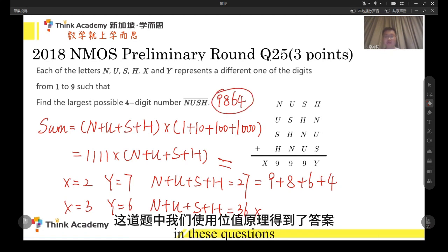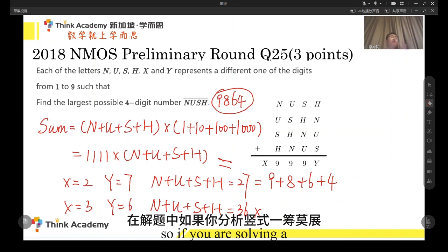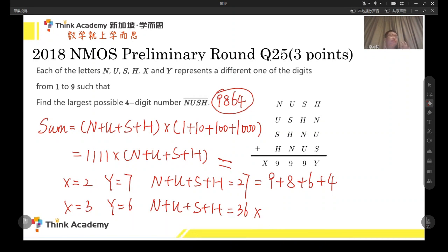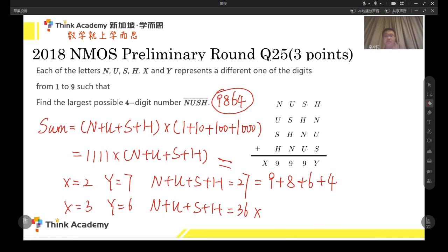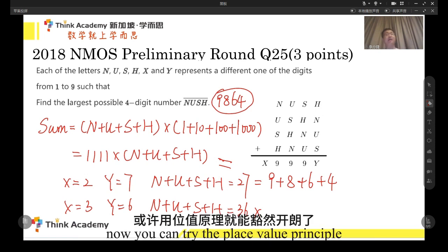So this is another type of question. In these questions, we have the place value principle to help us solve the problems, which is interesting. So if you are solving column puzzles and you cannot find the original ways, maybe you can try this one. Try the place value principle, maybe it can work.